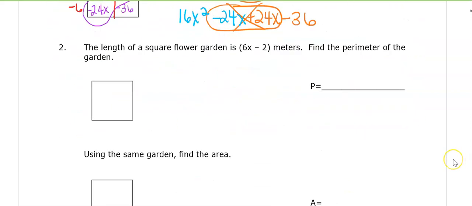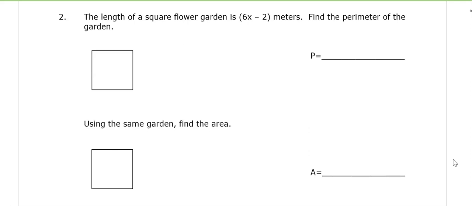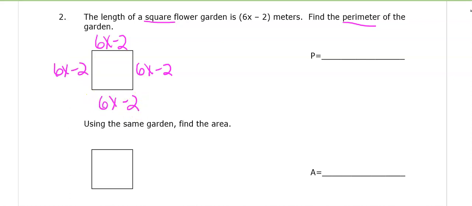So now let's go down to the next one, and it's the same basic concept. Just want to see how you will be tested on it, how it looks in a real life scenario. Our first one is: the length of a square flower garden is 6x minus 2 meters. Find the perimeter. The perimeter is the distance around, but it only gives us 1 side because it's a square. And what do we know about a square? All 4 sides are equal. So we are going to combine all of these together to get the correct answer.